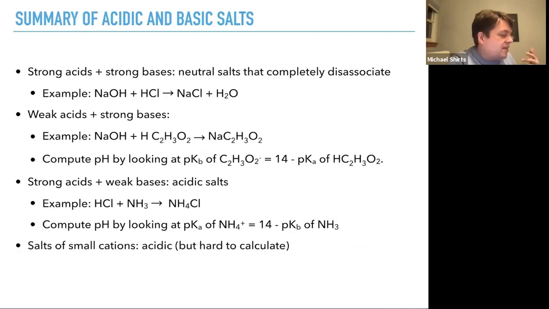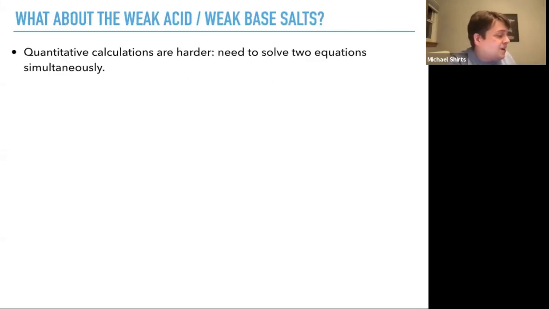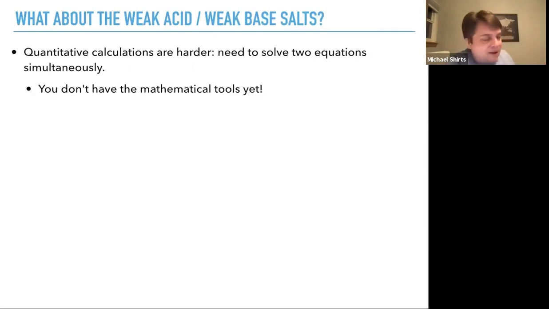Okay. And then salts of small cations: acidic, but hard to calculate. We won't get into that. What about the weak acid, weak base salts? Well, the quantitative calculations are harder. You basically need to solve 2 equations simultaneously, because you've got the concentration of the weak acid and the weak base. There are 2 of these equilibria fighting. You have to solve sets of equations simultaneously, and we're not going to deal with how to do that here. We don't really have the mathematical tools yet.